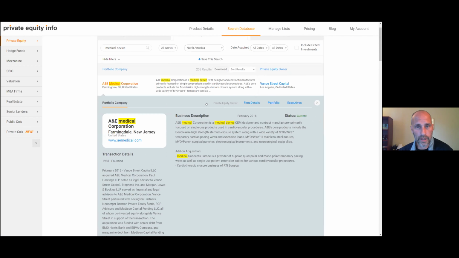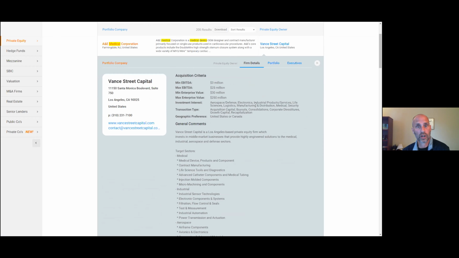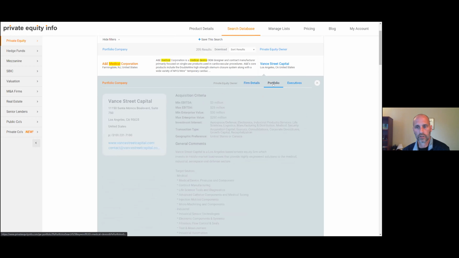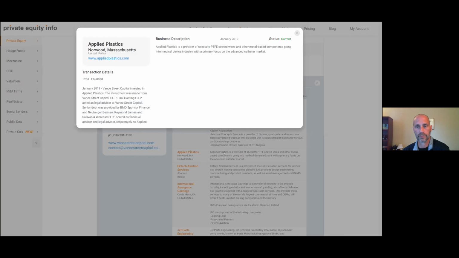If you said, well, that makes sense, right? This is a good hit for me. I might want to take a look at Vance Street Capital. So sort of the orange side is about the portfolio company. The blue side is about the private equity firm. All right, so I can take a look at the private equity firm, and then we're back to the details you saw before, right? Their acquisition criteria, the general comments. We can look at the rest of their portfolio, again, current or prior. And again, we can pop open any one of these to see the details behind it.